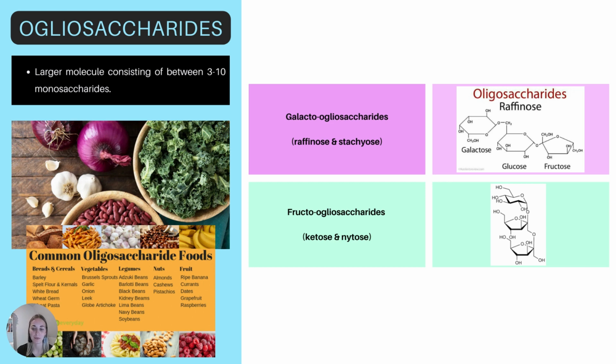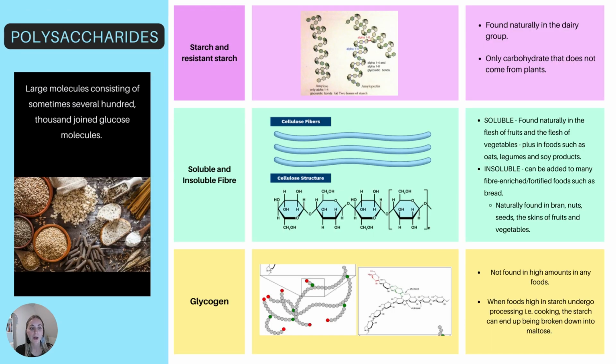Let's talk about them now. Polysaccharides are large molecules consisting of several 100,000 joined glucose molecules. In a separate video, I'm going to talk about all the different types of polysaccharides. We're going to get into a lot of detail with starch and resistant starch molecules, soluble and insoluble fiber, and glycogen. So head on over to that video next, or watch this one again and take some notes, whatever you want to do. Thanks.